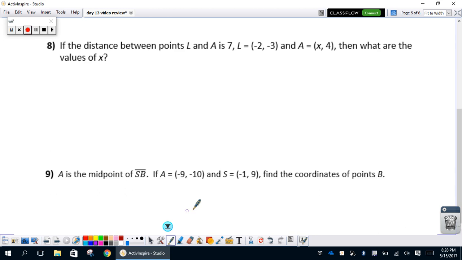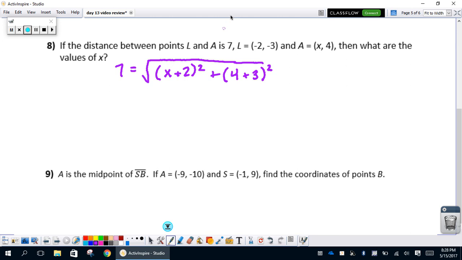Okay, number 8. If the distance between points L and A is 7, and L is at (-2, -3), A is at (x, 4), what are the values of x? So your distance, 7 equals the square root of (x minus -2, same thing as x plus 2) squared, plus (4 minus -3, which is the same thing as 4 plus 3) squared. All I did was take my numbers and substitute them into the distance formula. Okay? 7 equals the square root of (x plus 2) squared, and then 4 plus 3 is 7, and 7 squared is 49.